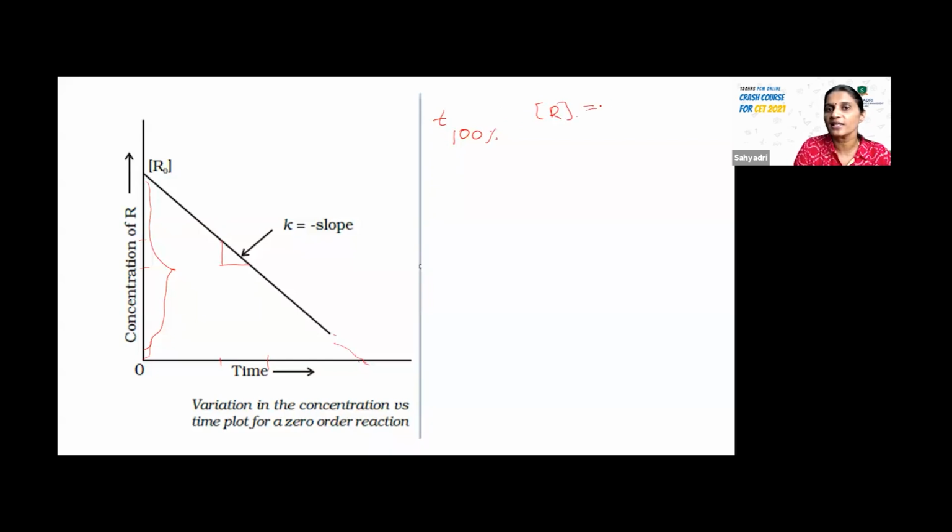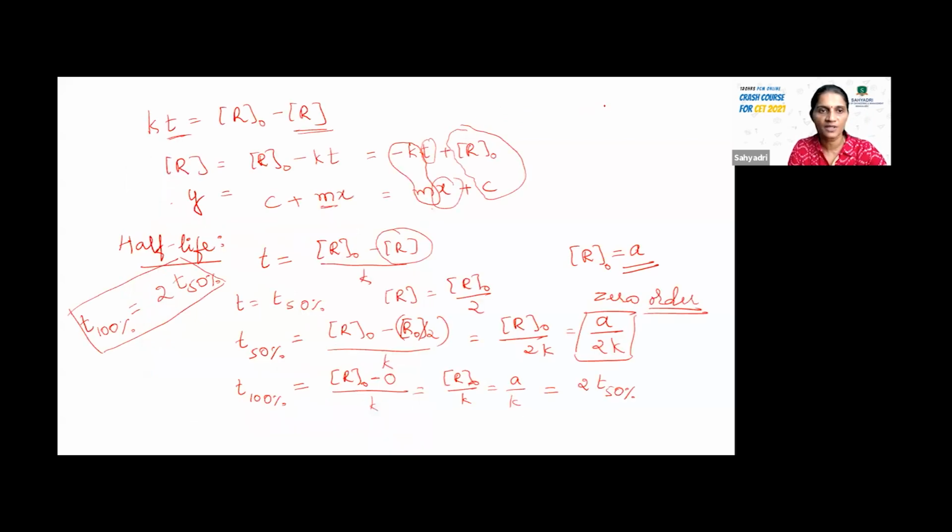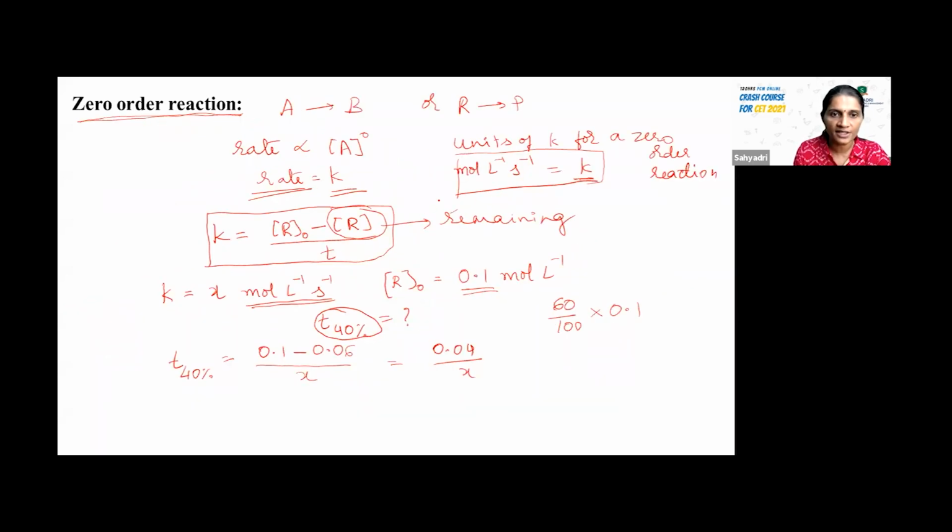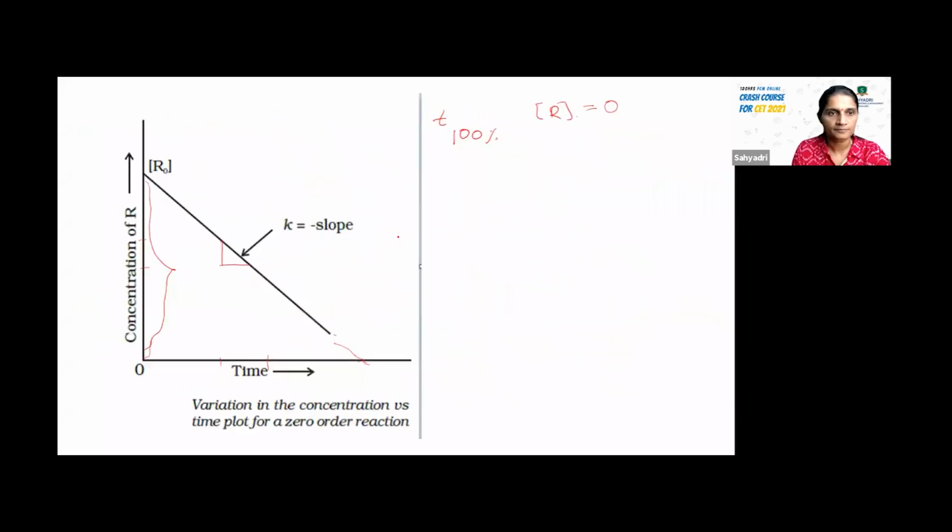What is R naught in the notation from before? It's the initial concentration. That can't be zero. But R is the reactant remaining. So I have written here the concentration of the reactant remaining. This becomes zero when T is 100%. Is that clear? Namrita, did you understand?